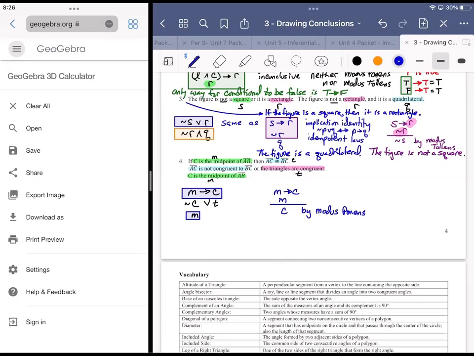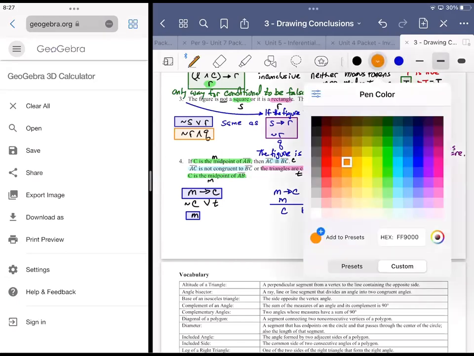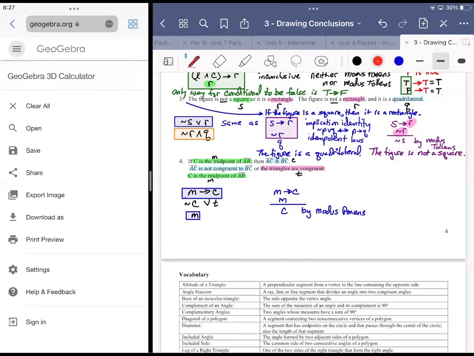Now that not C or T, it's one of those things like you don't realize you can do this until you do it a couple times, and then you realize, oh, I can do that a lot. The not C or T, that's the implication identity. Not C or T is the same as C implies T by the implication identity. These two things are equivalent to one another.